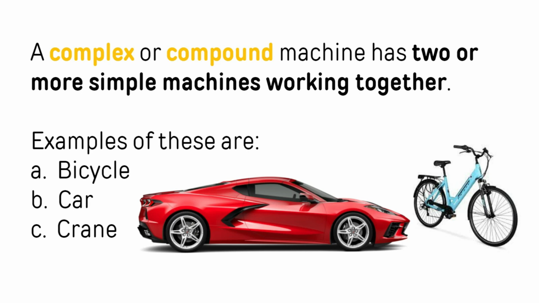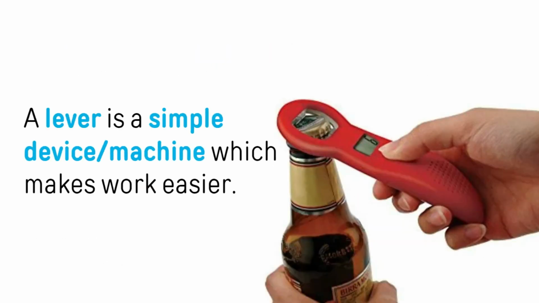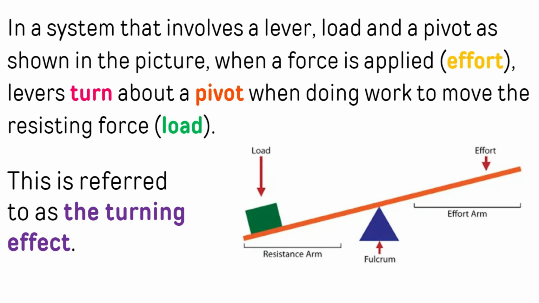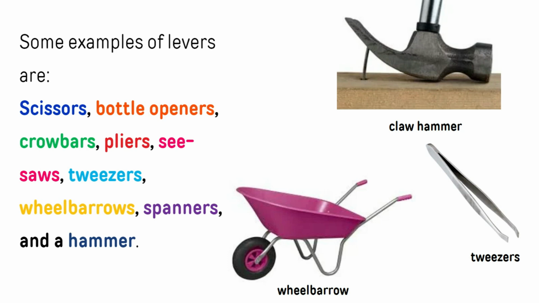A complex or compound machine has two or more simple machines working together. Examples of these are bicycles, cars, and cranes. A lever is a simple device or machine which makes work easier. In a system that involves a lever, load, and a pivot, as shown in the picture, when a force is applied, known as the effort, levers turn about a pivot when doing work to move the resisting force or load. This is referred to as the turning effect. Some examples of levers are scissors, bottle openers, crowbars, pliers, seesaws, tweezers, wheelbarrows, spanners, and a hammer.